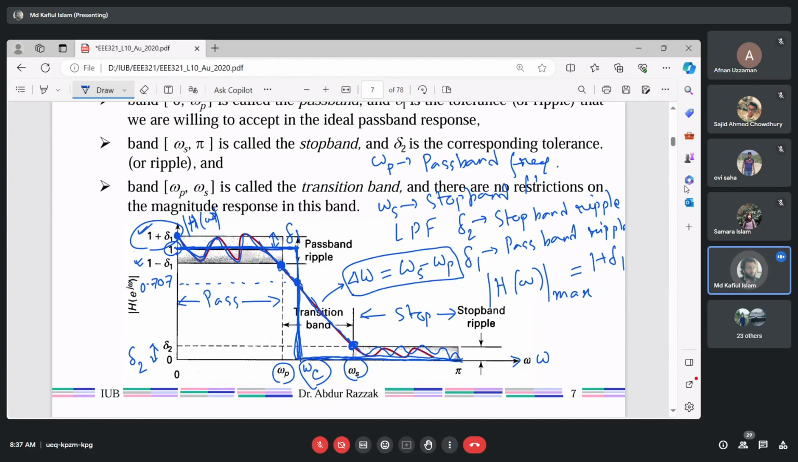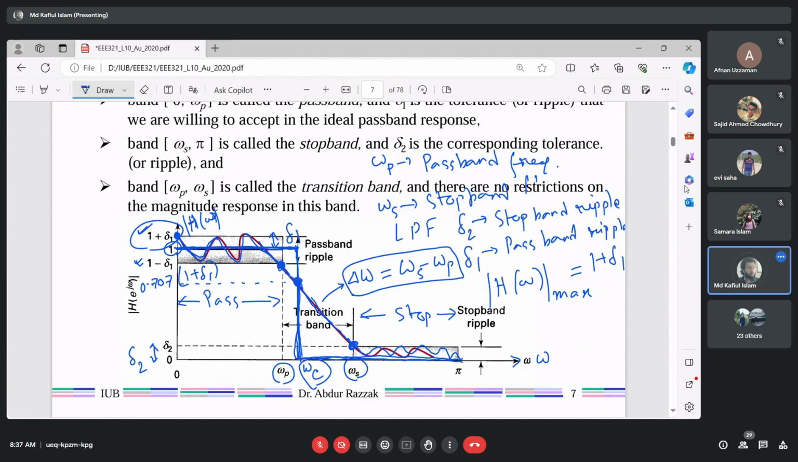But when you think about the ripple, it will be 0.707 of the maximum gain, which is 1 plus δ1, right? So this is how we can define the cutoff frequency. We always talk about the definition in terms of the ideal response. So that means 0.707 times 1, not 1 plus δ1. Okay. We ignore the δ1 for defining ωc, the cutoff frequency. Okay. So this is the transition band.